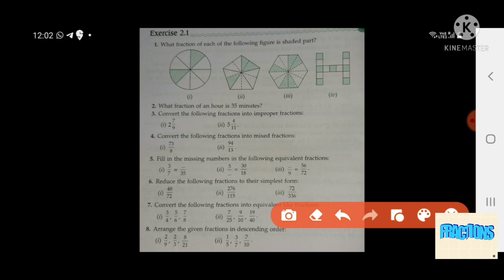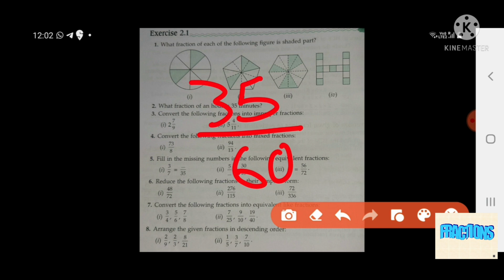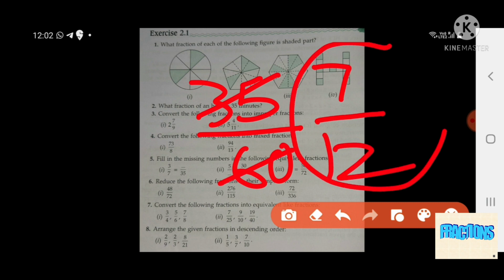It is: what fraction of an hour is 35 minutes? So in an hour how many minutes are there? 60. So it will be 60, and here is 35 minutes. So we will write 35 here. And now we have to simplify it. In the table of 5, 35 comes on 7 and 60 comes on 12. The answer is 7 upon 12.